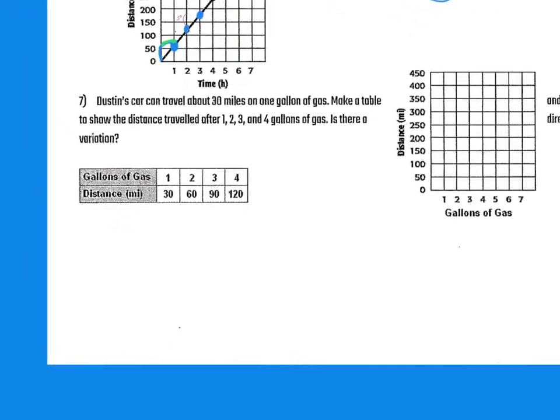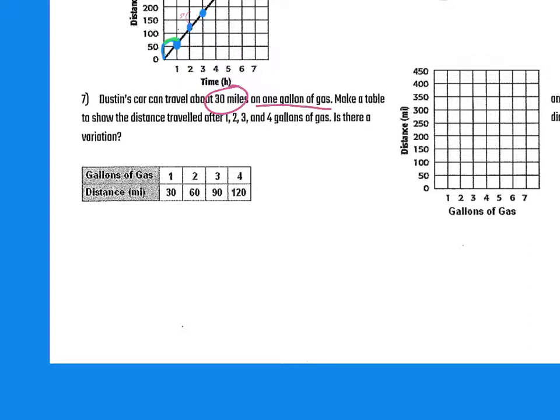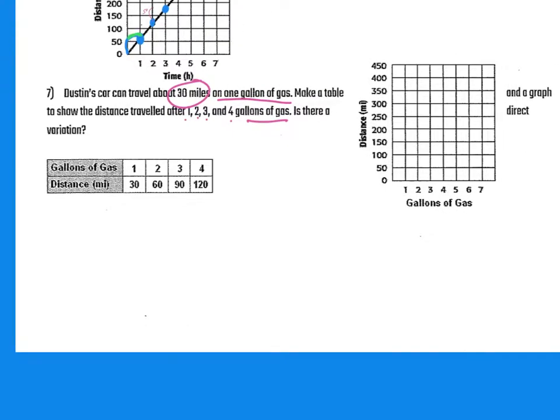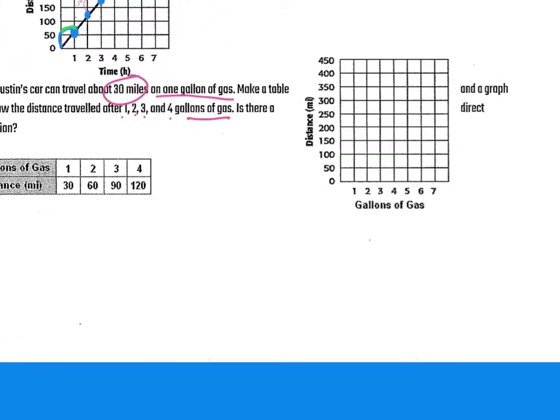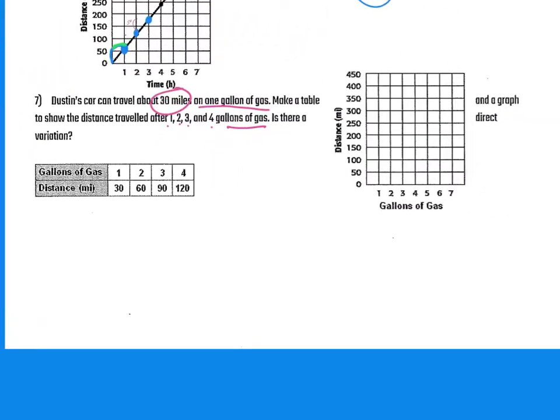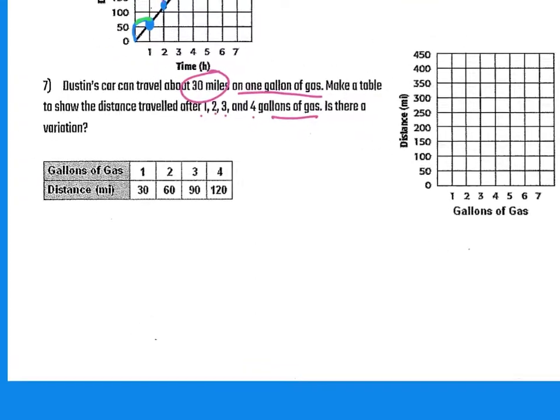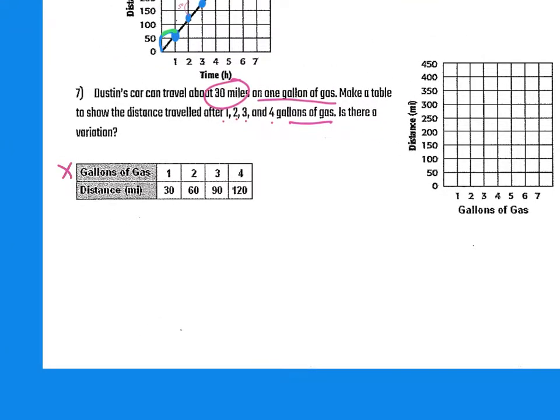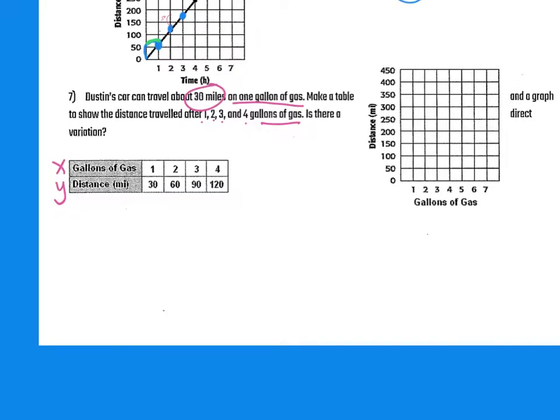Dustin's car can travel about 30 miles on 1 gallon of gas. Make a table to show the distance traveled after 1, 2, 3, and 4 gallons of gas. Is there a variation? So the same thing, they already did our table for us. They didn't fill in the graph, so we can do that. Remember, that's your x value, that's our y value. So 30 over 1, 60, 90, and 120.